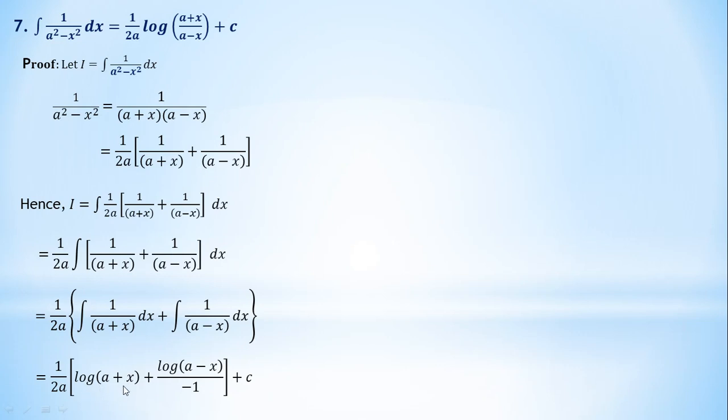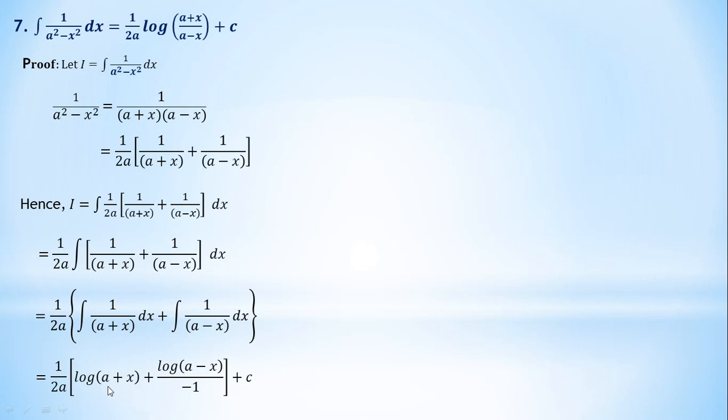So integration of 1 upon a plus x will be log of a plus x divided by the derivative of a plus x, which is 1, plus, now see here carefully, the integration of 1 upon a minus x is what? Log of a minus x, but we have to divide by the derivative of a minus x, and the derivative of a minus x is minus 1. If you get minus 1 then you have to write it, otherwise if you get 1 then it is not necessary to write 1 there, because there is no effect on the term. So as we get the derivative of a minus x as minus 1, we have to write the integration as log of a minus x upon minus 1. So this is a very important step, plus constant.